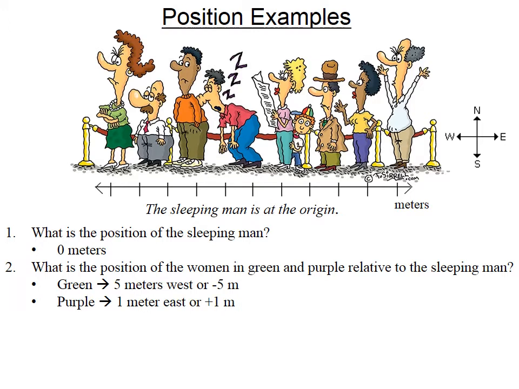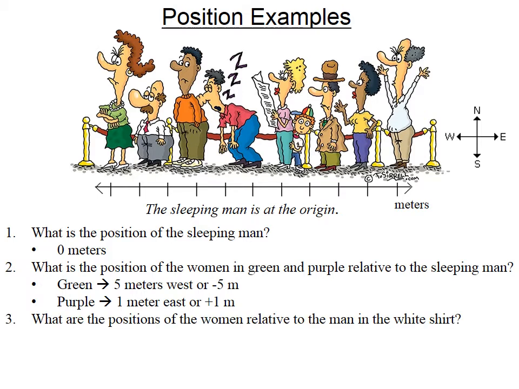The woman in purple, she's 1 meter east. We say that's positive, so our answer would be positive 1 meter. Number 3, what are the positions of the women relative to the man in the white shirt? So now we're going to move our origin. Our origin's no longer the sleeping man, but it's the man in white at the back of the line. So we're going to look at the same women, the women in green and purple.